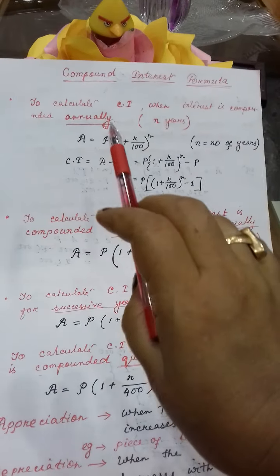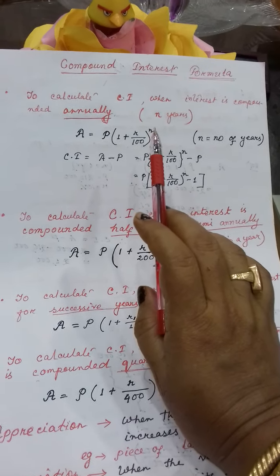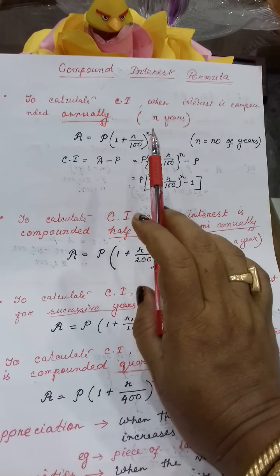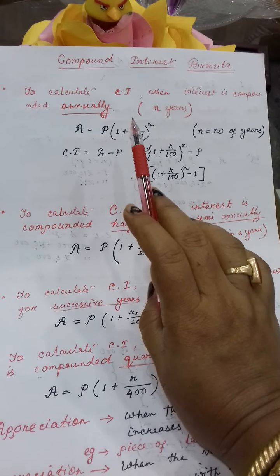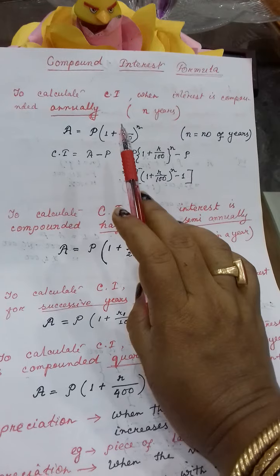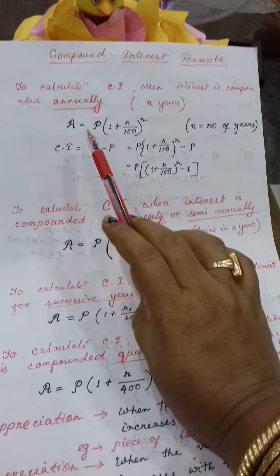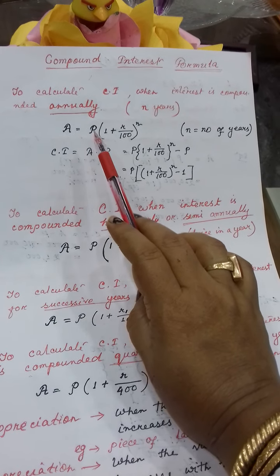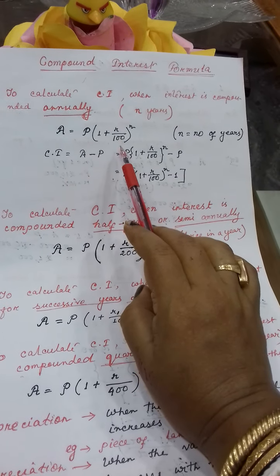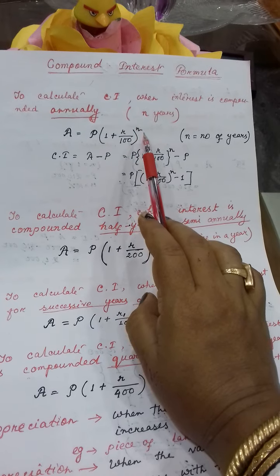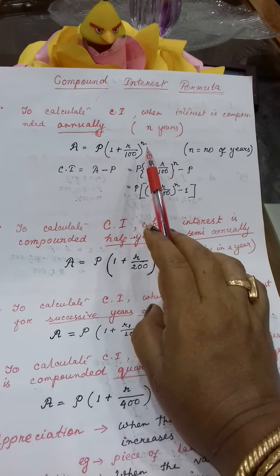So as compound interest is calculated periodically, means principal goes on changing. So first, if you have to calculate compound interest annually, which formula you have to apply? This is the formula. Amount is equal to principal within bracket 1 plus r by 100 to the power n. R means rate of interest and n means number of years.